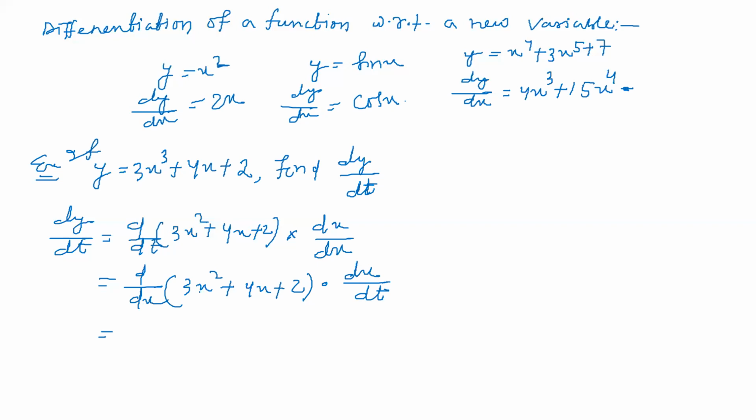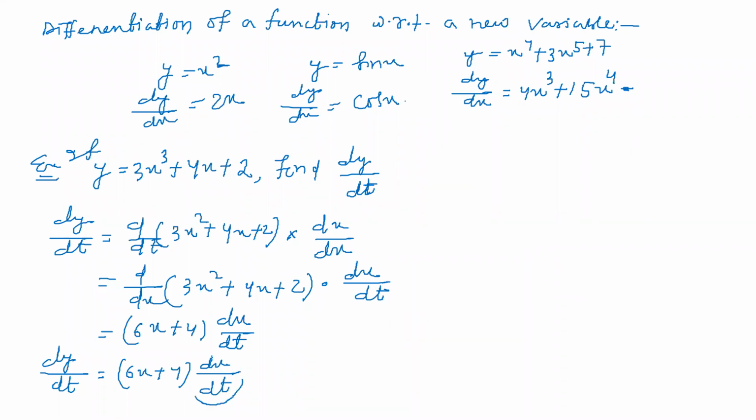That is 3 into 3x square, how much will this be? 6x plus 4. Yes or no? 6x plus 4 into dx by dt. That means dy by dt is equal to 6x plus 4 into dx by dt. In the question, they have to give how x is dependent on t. dx by dt will be given in the question. You have to find dy by dt with the new variable.